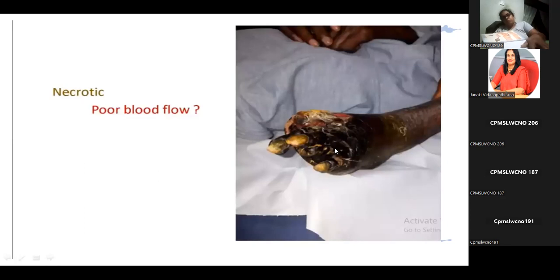Betadine paint, dry dressing. Yeah. Would you do a crepe bandage? No, sir. Definitely no.